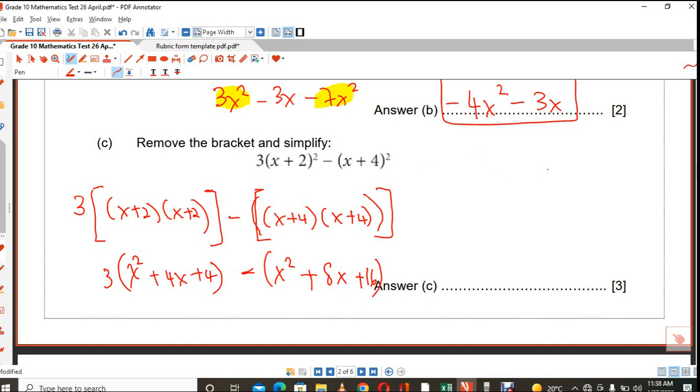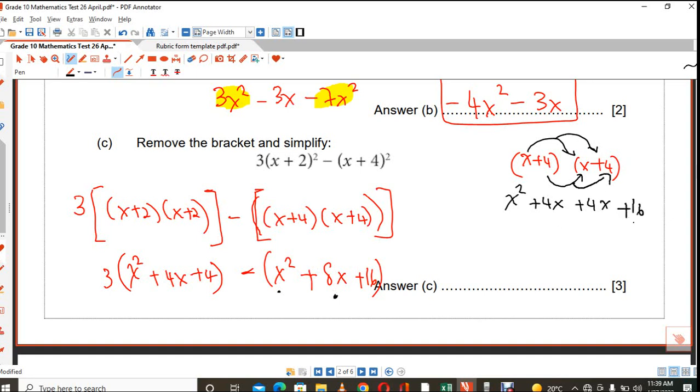For those of you who don't know how to get that, if I do x plus 4 here, and x plus 4 here, you know it's going to be x times x, which is x squared. And if you do x times 4, you get 4x. But you'll get 4x again when you do the other one. That is where the 8x comes from. And then you have 4 times 4, which is 16. You can also do the same for these ones to see how I got to that. But the bottom line is this now.